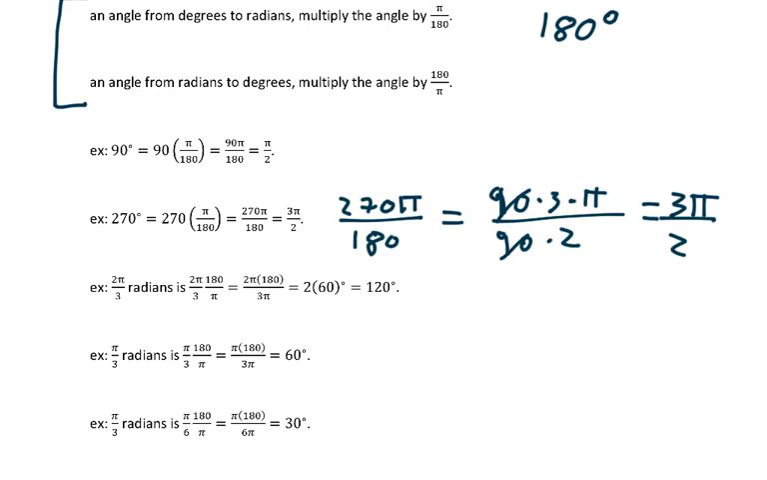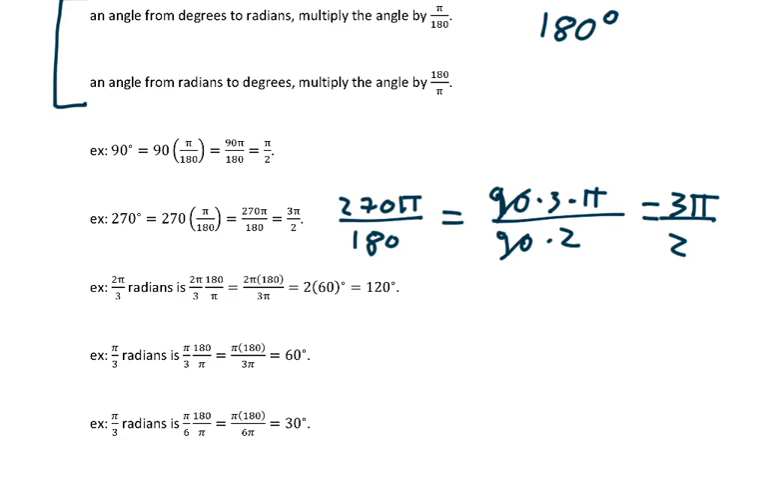Then we have these two other examples. They're pretty self-explanatory. Same idea as this one. You multiply by 180 over pi. 180 over 3 we just said is 60. So, and the pi's cancel, we get 60 degrees. Pi over 3 is also 30 degrees. Again, it's just an easy calculation.